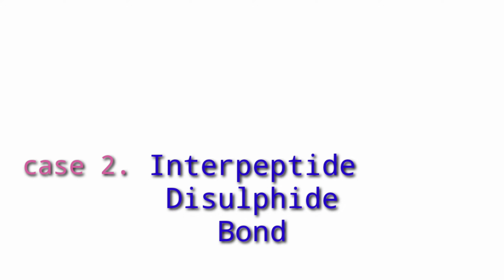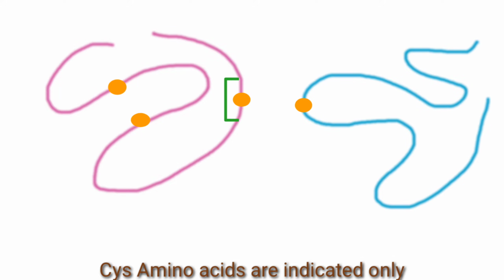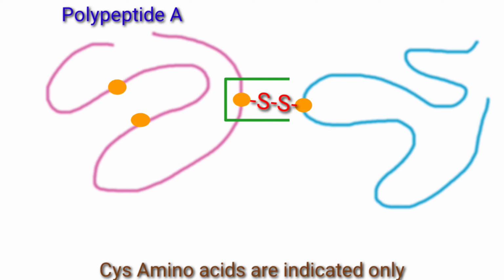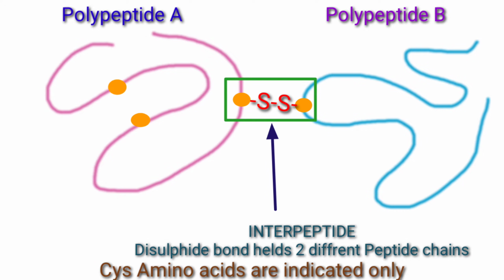There may be a chance that a cysteine amino acid from one polypeptide will form a disulfide bond with a cysteine amino acid from another polypeptide. So in this case, two different polypeptides can be interconnected with the help of a disulphide bond. In this figure, I have shown intrapeptide and interpeptide disulphide bonds at the same time.